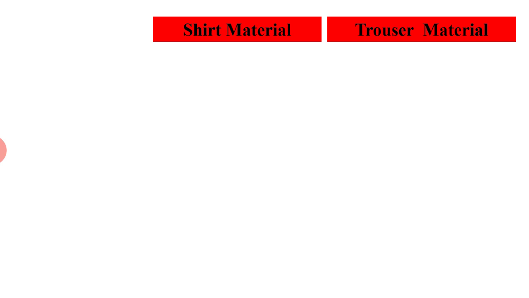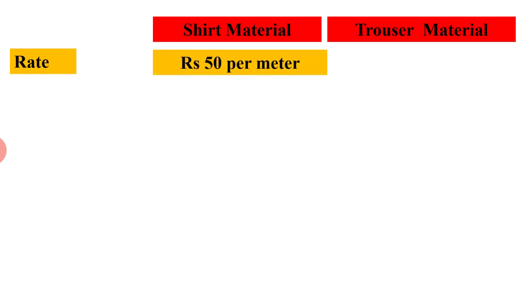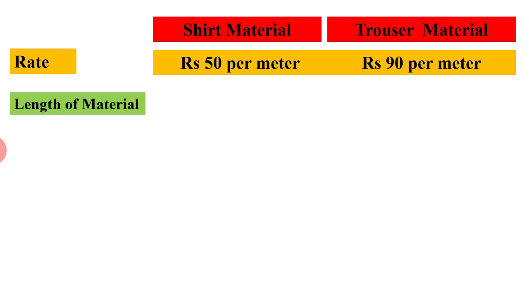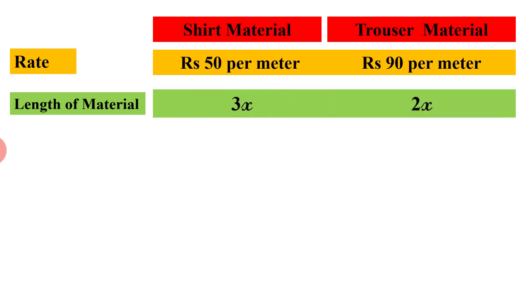So now what do we write? We write shirt material and trouser material. We make columns. Is it okay? Now what is the rate of shirt material? It is rupees 50 per meter. What is the rate of trouser material? It is 90 per meter. We are just putting it in table format so that you can understand properly. Now what is the length of the material? Shirt material it is 3x and trouser material it is 2x, because trouser material to shirt material, the ratio is 2:3. That means shirt material is more. Are you getting it? And we have taken x to be the multiplier, so it will be 3x and 2x.